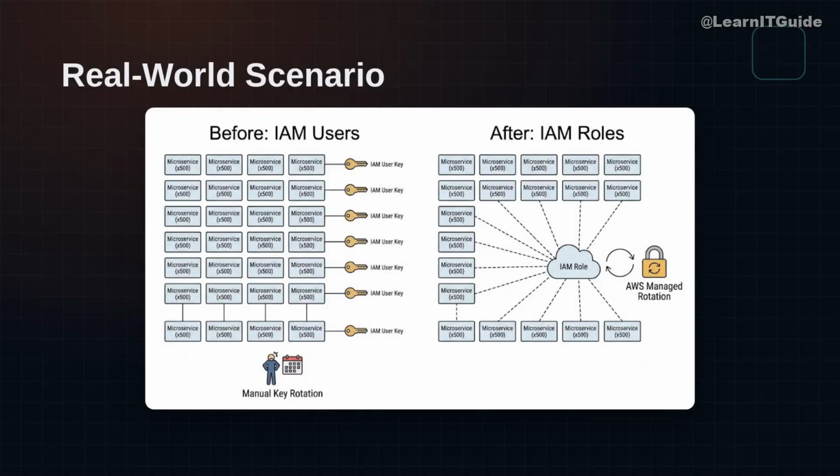Think about this scale: 500 microservices. If each one had a hard-coded key, that is 500 potential points of failure. By moving to IAM roles, the security team didn't have to rotate keys manually anymore. The AWS environment handled the rotation automatically. This is exactly why you should stop using IAM users for services.